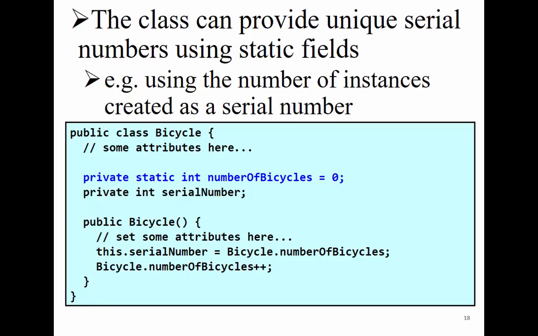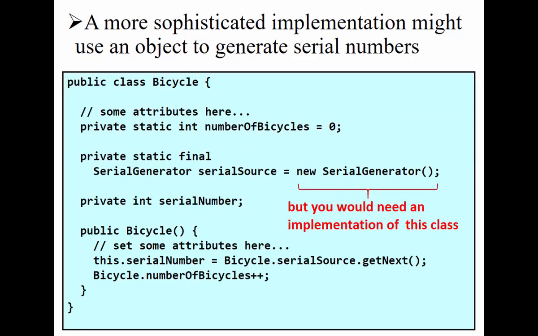Yes, it's non-static. Serial number is non-static. Yes, if the serial number is static, we cannot use this. Now, you can decide to use a new serial generator, which means you need to implement this class. Sometimes you need to define a random number and use the serial generator. And whenever you ask for a next serial number, it will check all the previous numbers generated and will generate a new one, and you can use that.